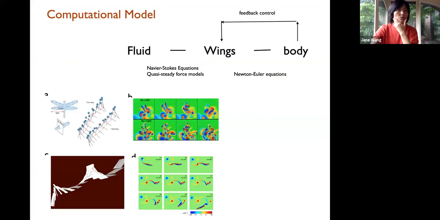So in order to do that, we have to expand the model that I was describing before. Before we had fluid and wing interactions, but now in order to understand stability, one also has to take into account the wing and body interaction. That's governed by the Euler-Newton equations. And on top of that, the wings must adjust in response to the body. So there we need to design a feedback control algorithm.